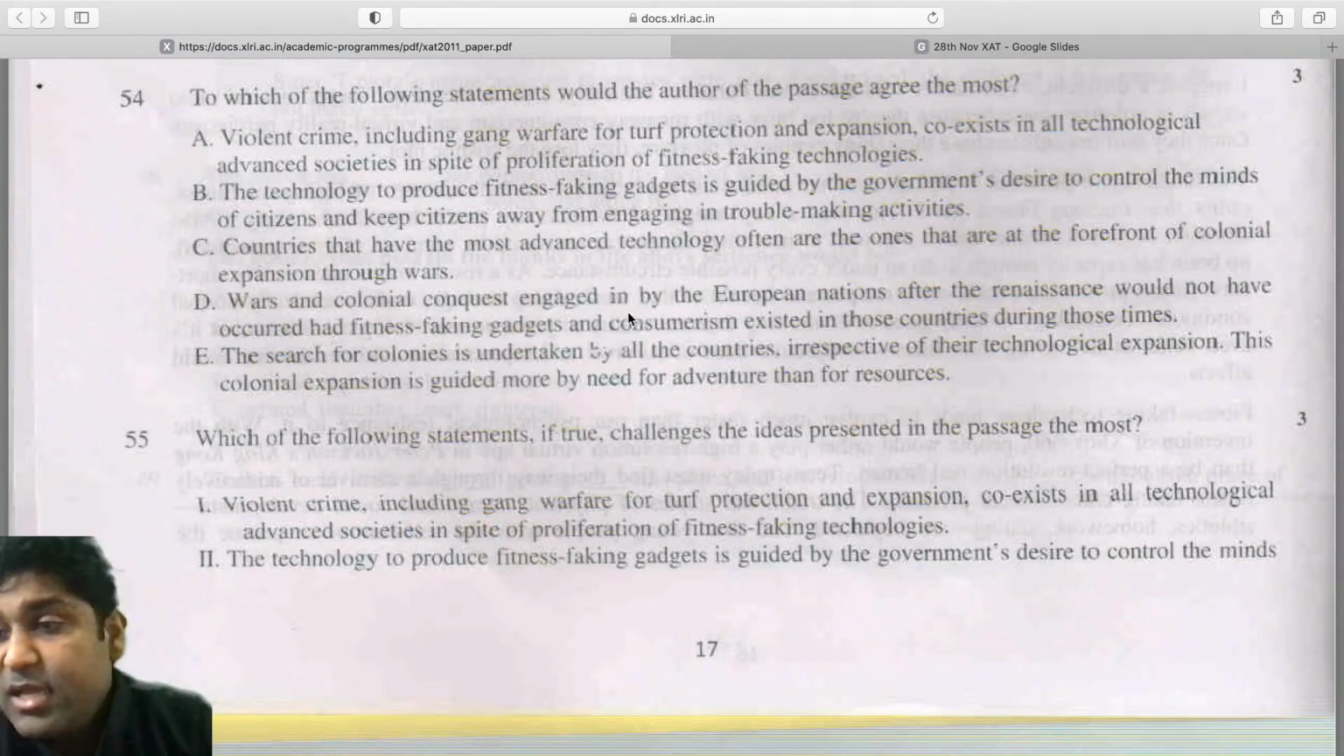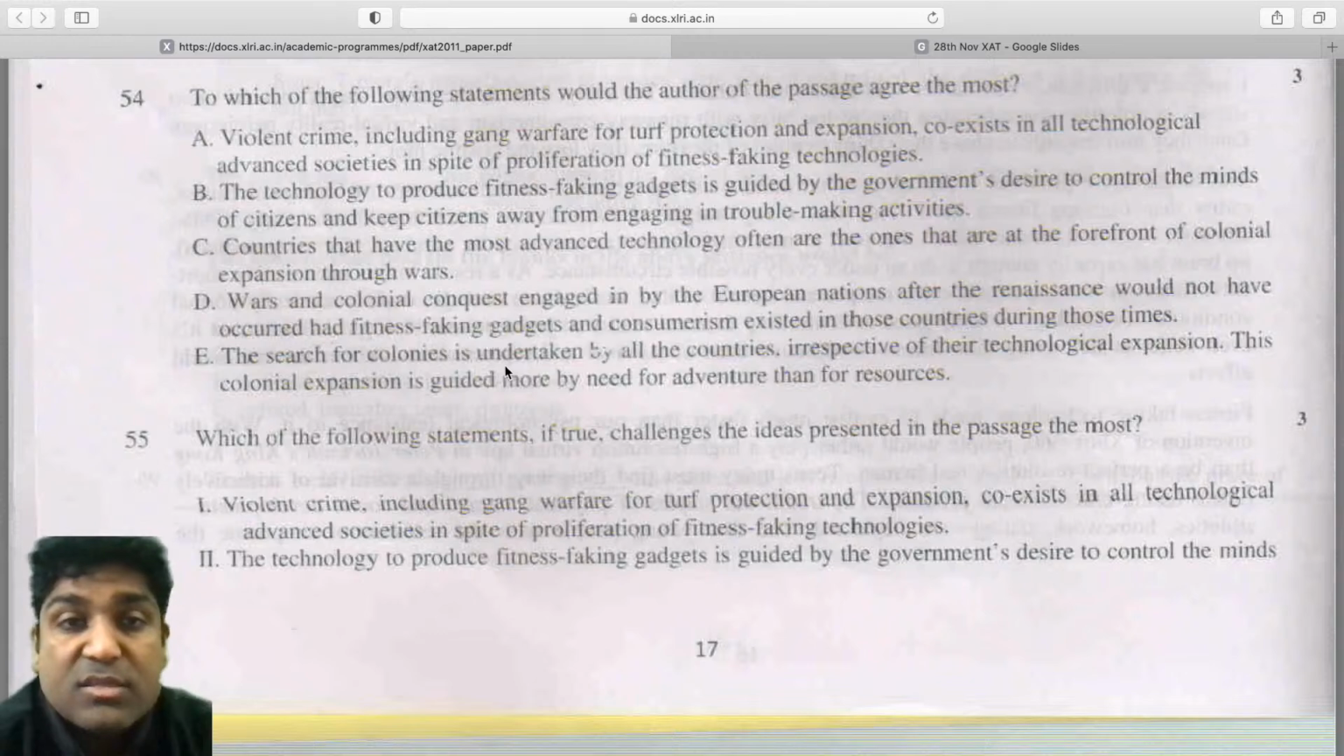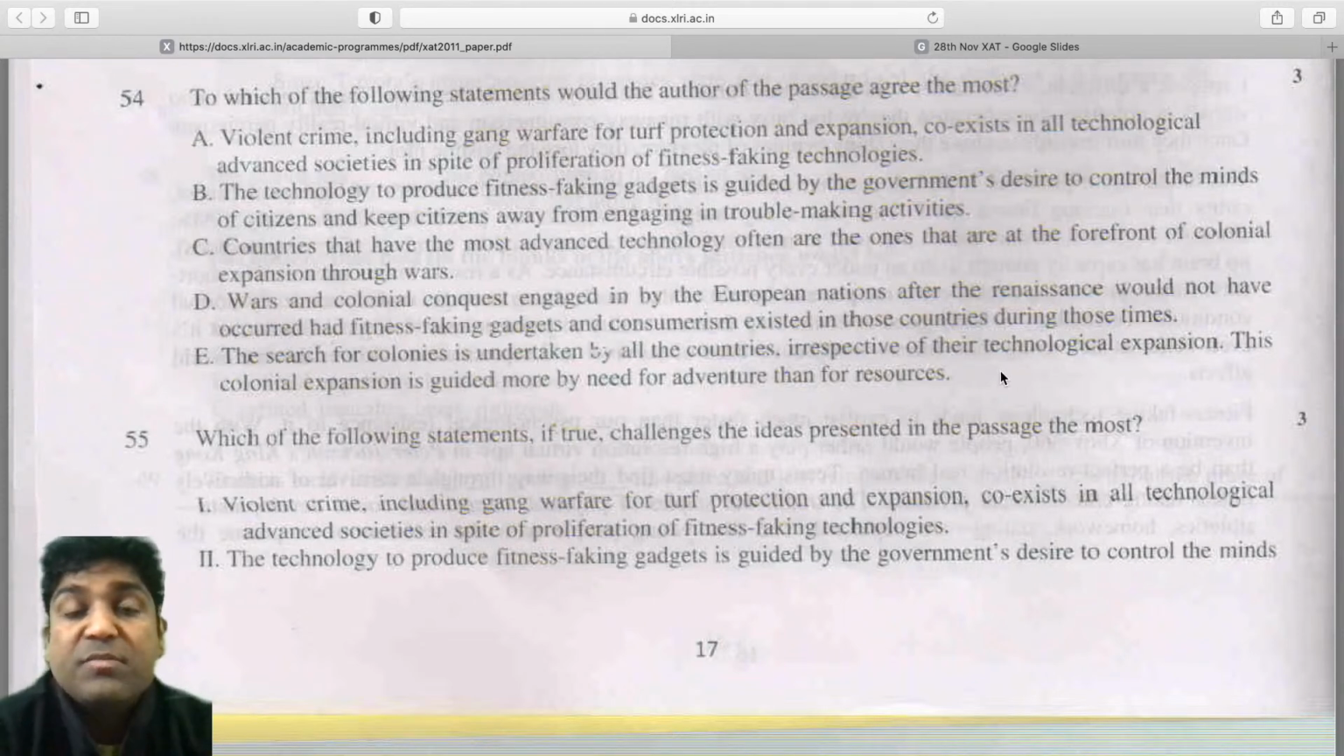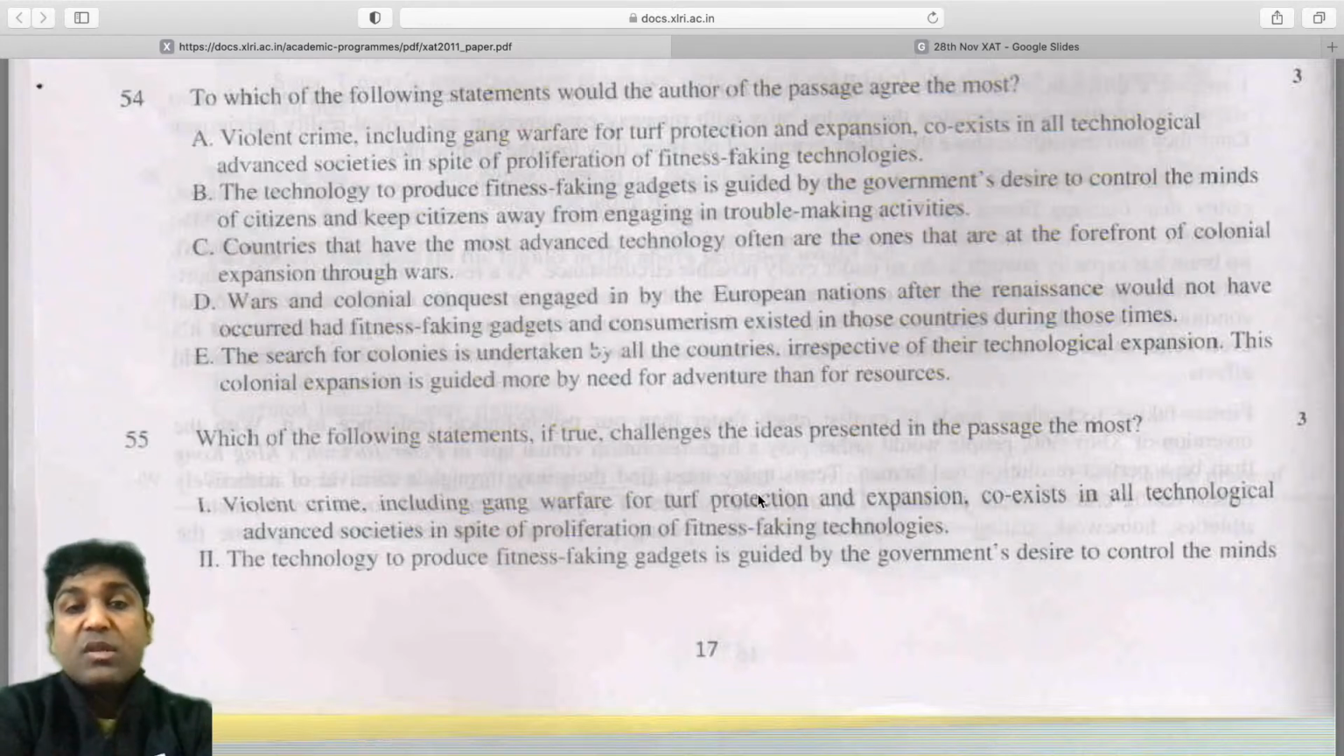So we have found the answer, D. That is the answer. Let's still read E. The search for colonies is undertaken by all countries irrespective of their technological expansion. This colonial expansion is guided more by the need for adventure than for resources. This was never mentioned. D is the answer.